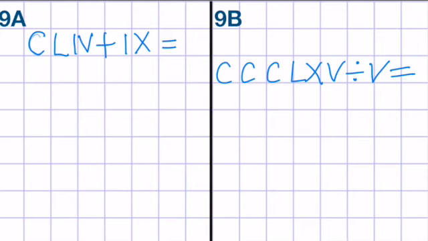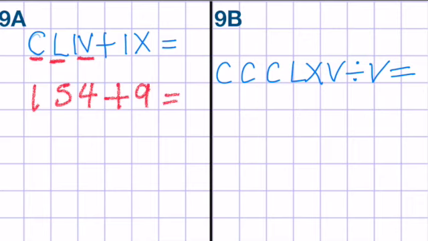Okay, you have 2 calculations to do with Roman numerals. Press pause, then we'll do them together. Right, so we've got CL, IV. So C is 100. L is 50. And IV is 4. So it's 154. Add IX is 9.